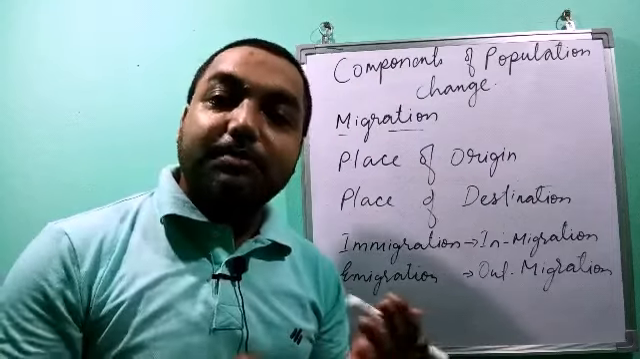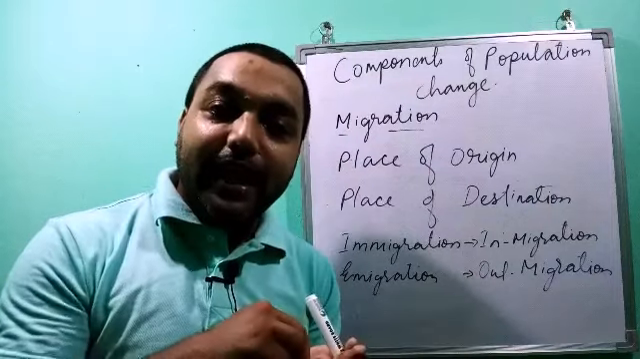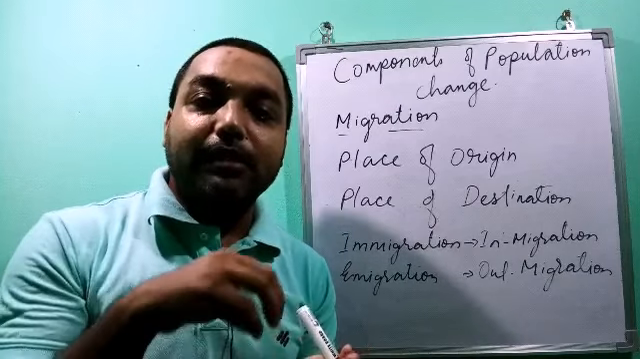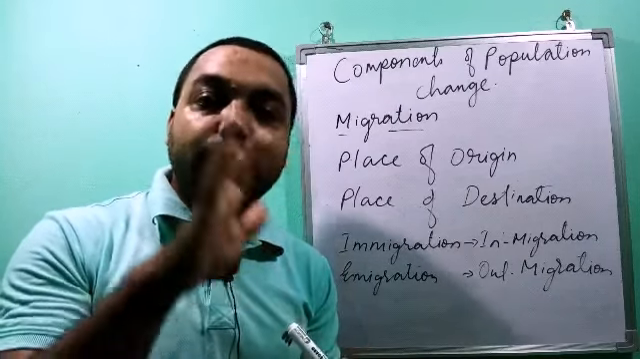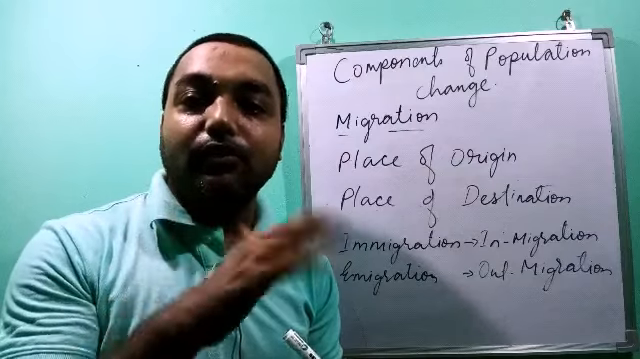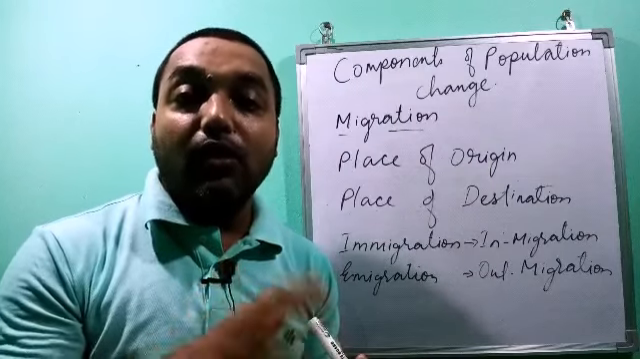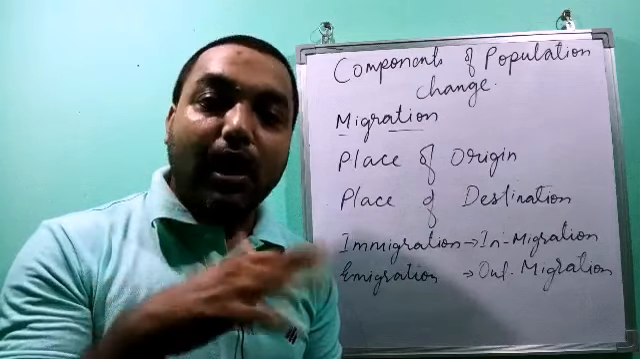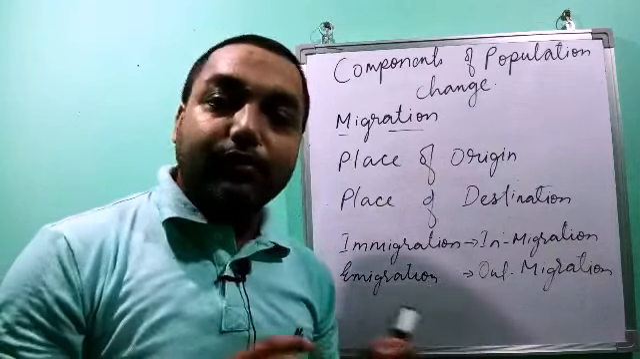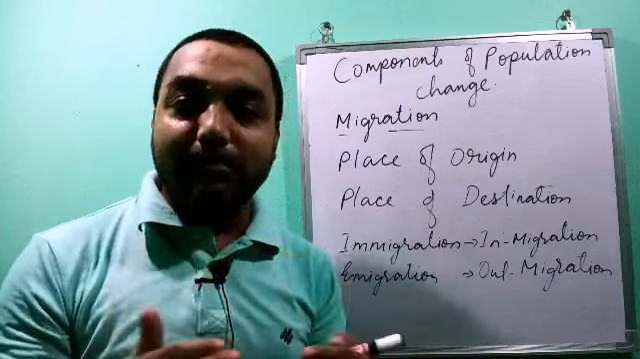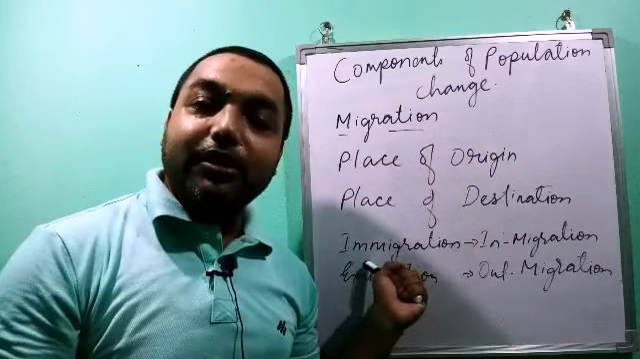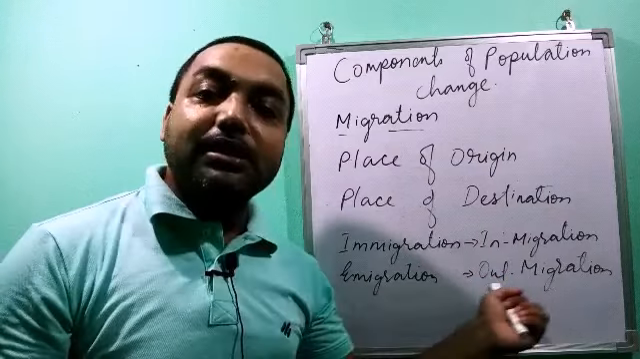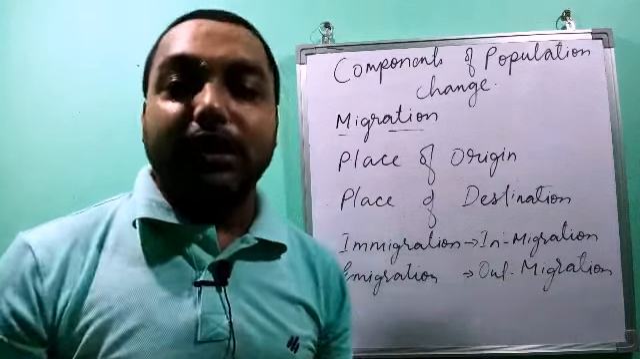So emigration means people going from India to other parts of the world. For example, if you take people from India, they go to USA, they go to Canada, they go to UK, etc. So these all are called emigration, people going from one place to outside. So in short, if you want to remember it, immigration means in-migration, coming inside, and emigration means out-migration, going outside.